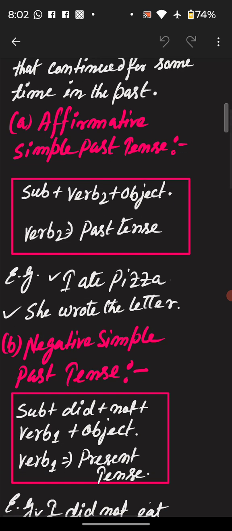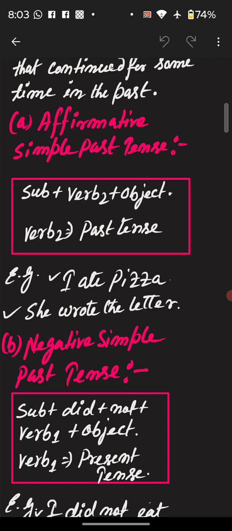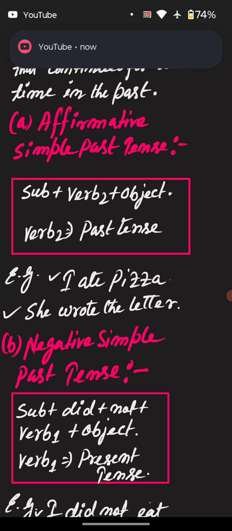To start with, first is the affirmative simple past tense. In an affirmative sentence, the structure will be like this. It is an affirmative sentence, so it will not start with a verb. It will start with subject plus verb in second form, that is the past form of the verb, plus object. So for example, I ate pizza, she wrote a letter. So first subject, then past tense of the verb, plus object.